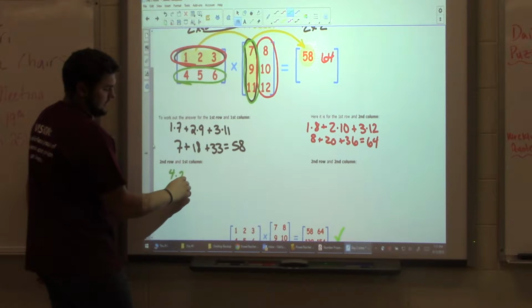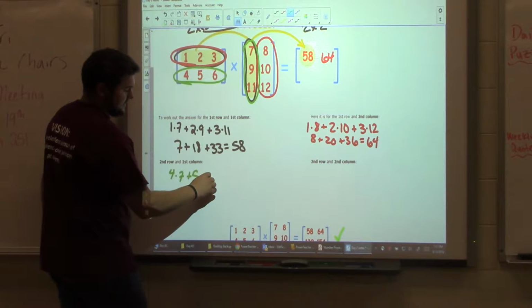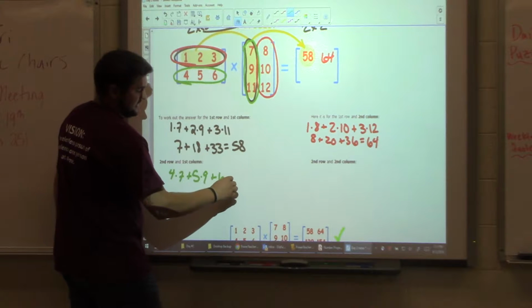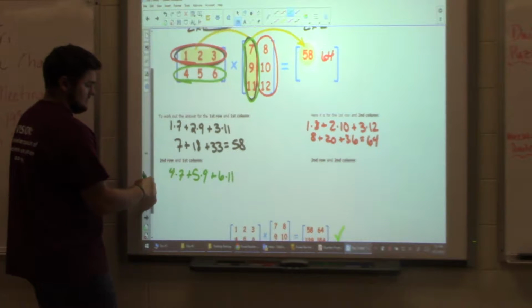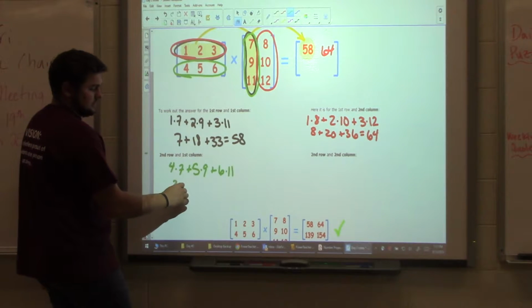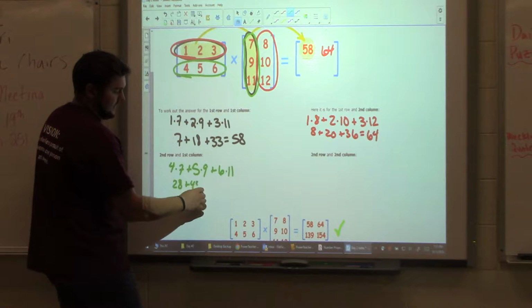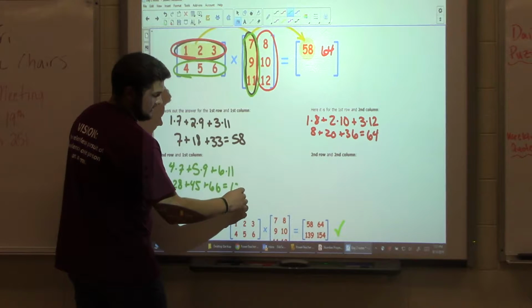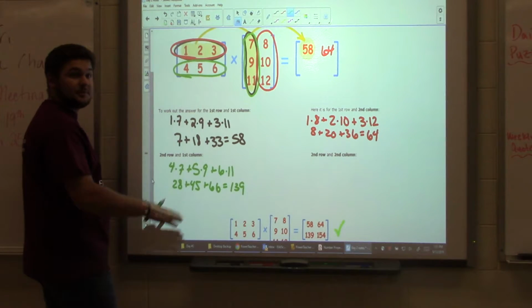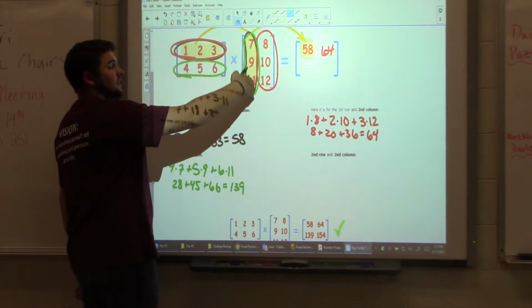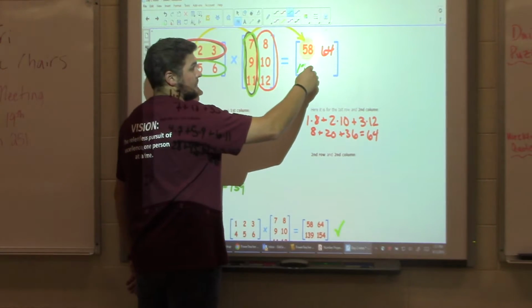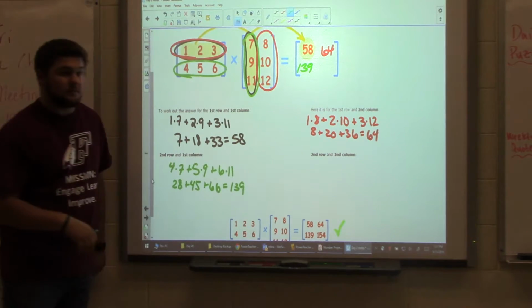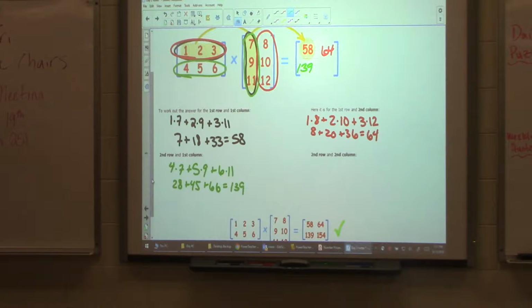4 times 7 plus 5 times 9 plus 6 times 11. So 28 plus 45 plus 66 should give me 139. Because I used the bottom row and the left column, I'm going to put it in the bottom left spot. So 139. Does that make sense? Okay.